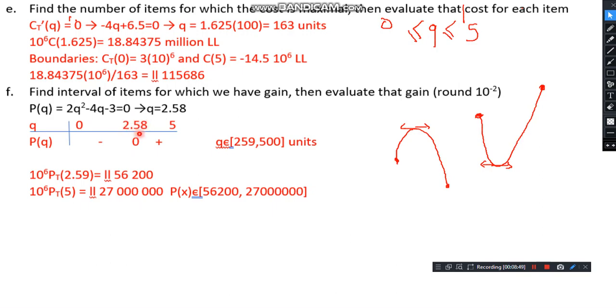So at 258 we have break even. From 0 till 257, before it, we have loss. Between 259 and 500 units we have gain. So we need to find that gain. So we do million P of 2.59, because here I want the gain, it will be 56,200, and then we do million P of 5, the highest one, we're going to have 27 million, and this is the profit value.